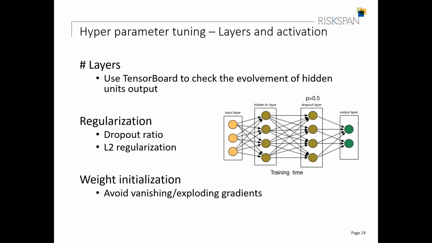The exploding gradient is the opposite of the vanishing gradient. It means that the gradient is changing too much. If the gradient changes too much, it's very difficult to converge. So for choosing the right weight initialization, we use a method published by He in the 2015 paper to initialize the weights.